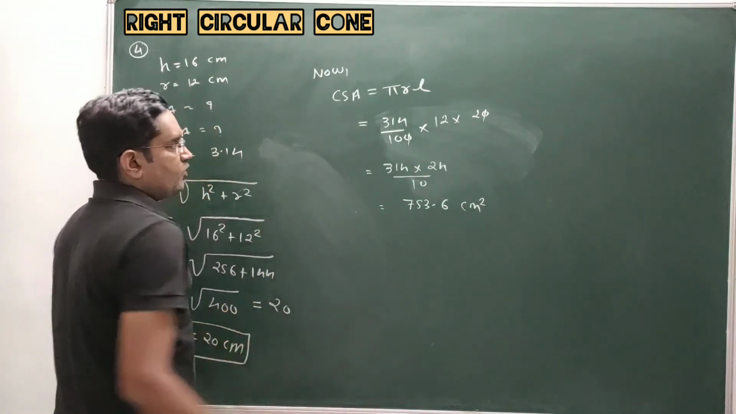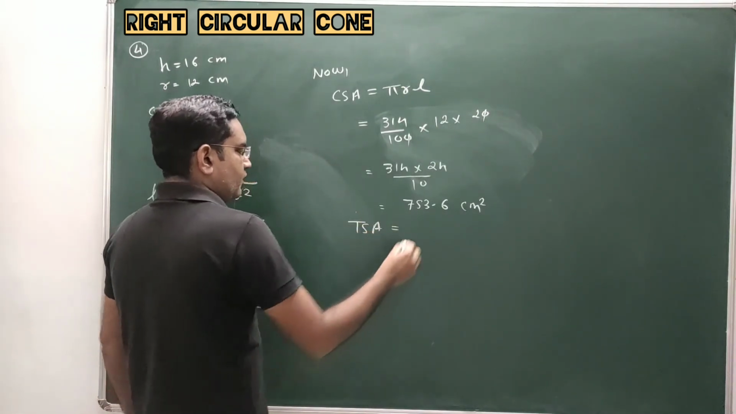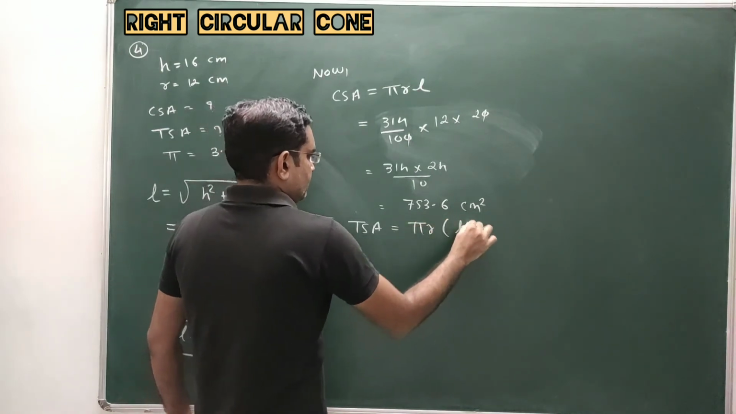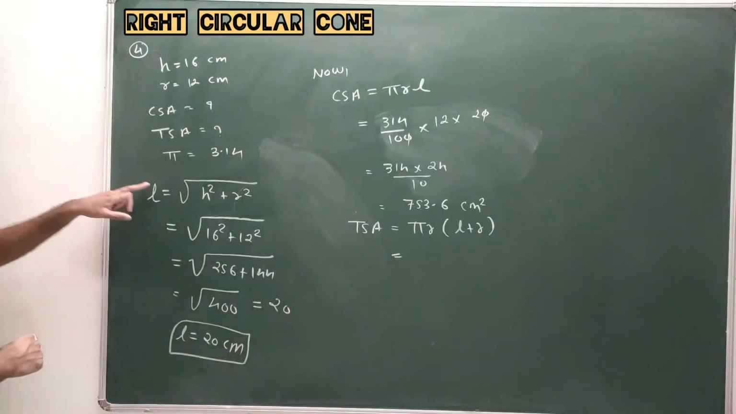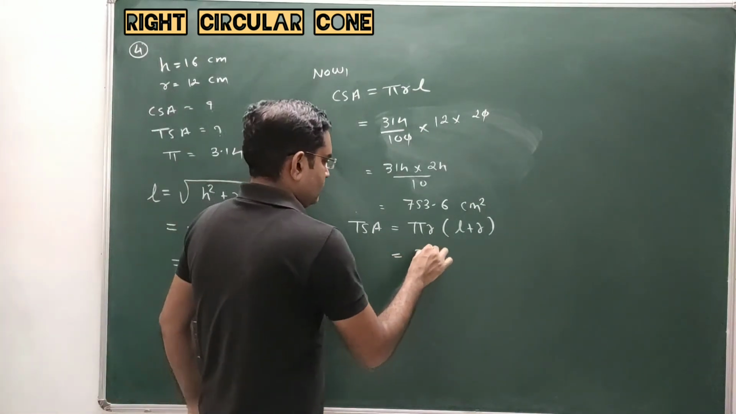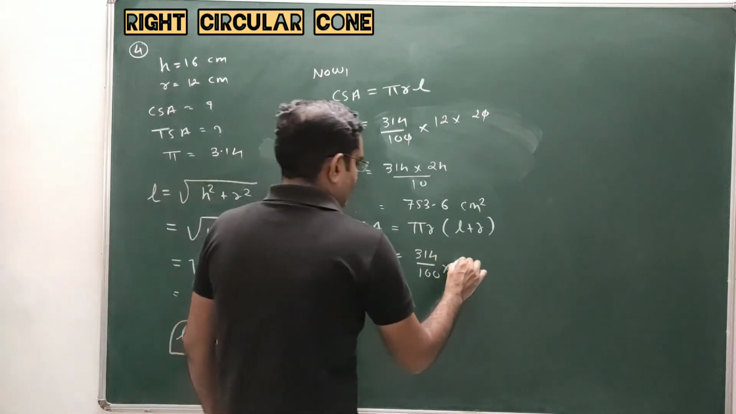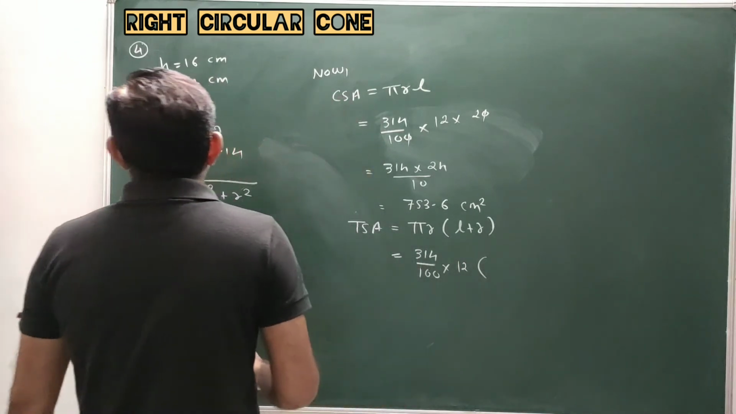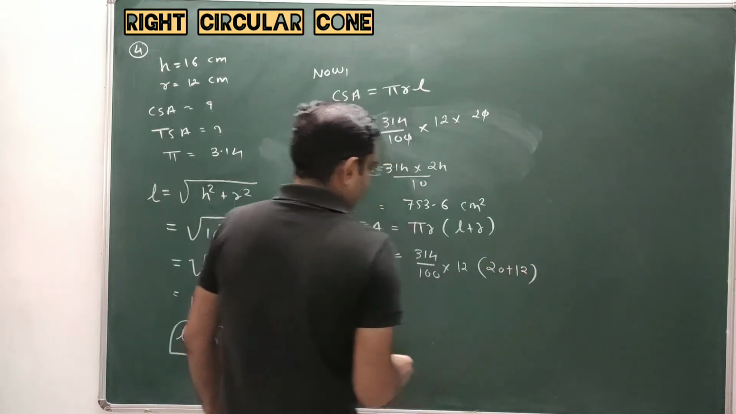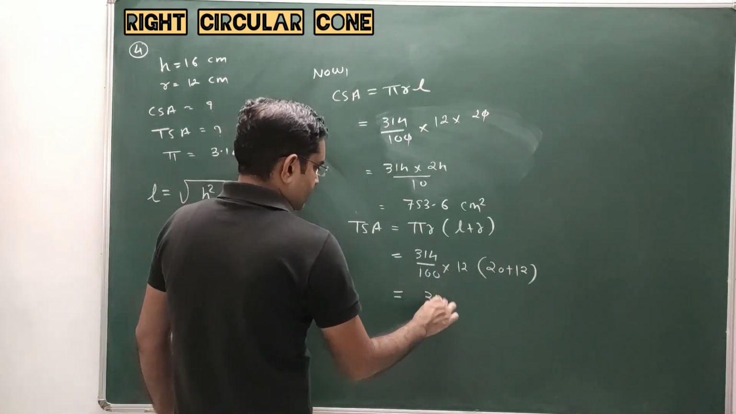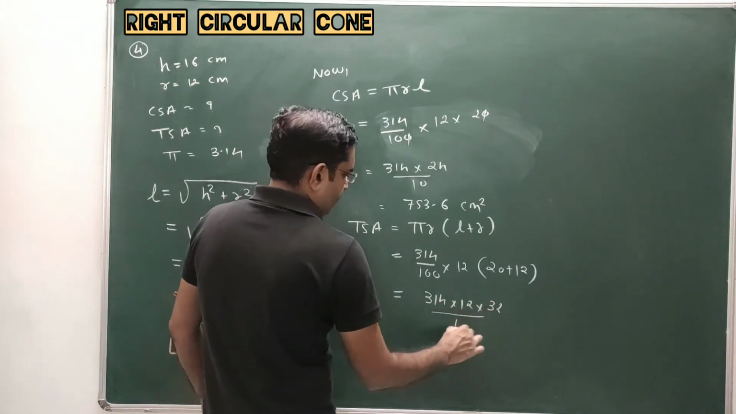Similarly, we can find the total surface area. The formula for the total surface area of a cone is pi r into L plus r. The value of pi is 314 by 100, r is 12, L is 20. So this is 314 into 12 into 20 plus 12, which is 32, by 100.